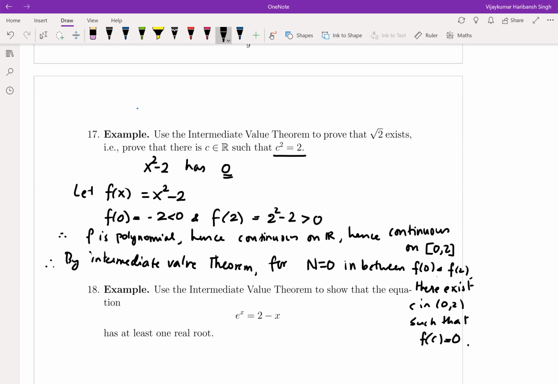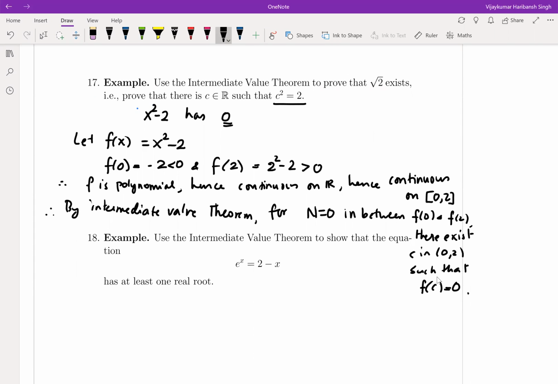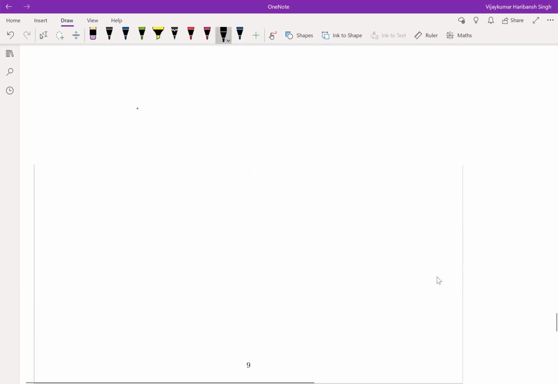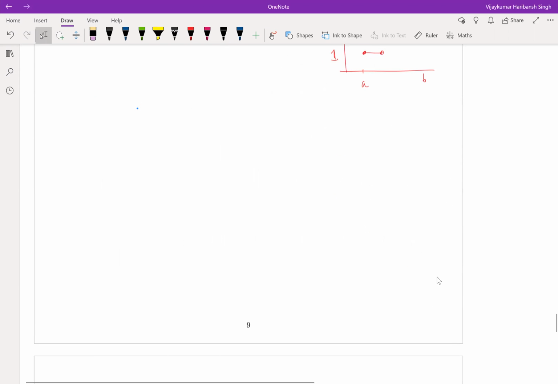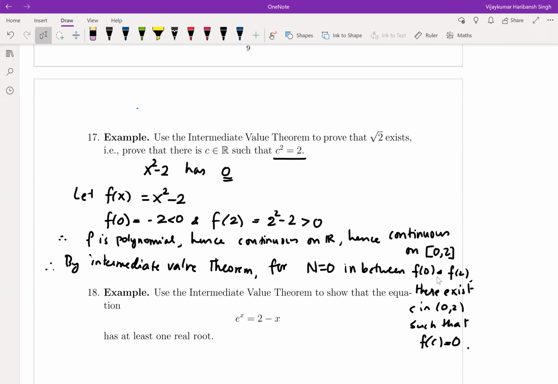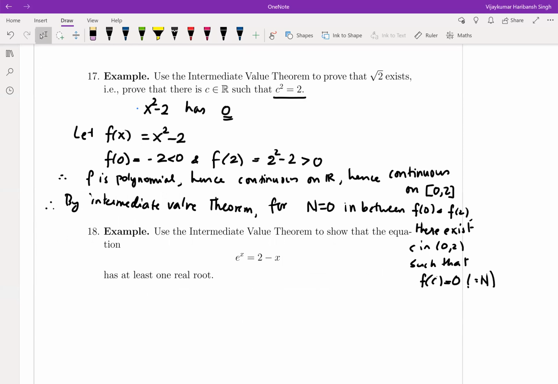This is the intermediate value theorem. Here, you're using n equals 0. For every n, there exists a c such that f of c is n. The same way, for n equals 0, there exists a c such that f of c equals n, which is 0. So therefore, this has a root. I should say it has a zero or a solution.